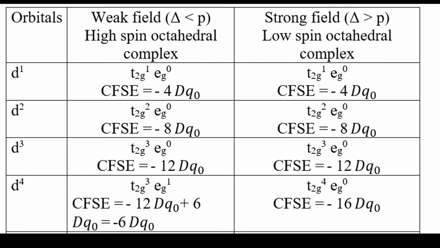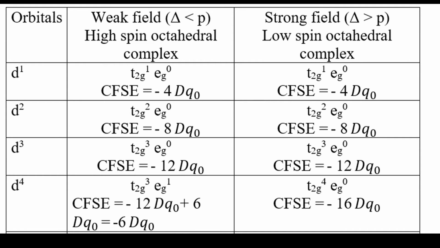If we consider d1, d2, d3, the electron configuration for d1 will be t2g1 eg0 for weak field, and CFSE will be minus 4 Dq, and the same for strong field. For d2, it is t2g2 eg0, and CFSE is 4 into 2, that is minus 8 Dq, and the same for strong field. For d3, the configuration is t2g3 eg0, and CFSE is 4 into 3, that is minus 12 Dq, and the same for strong field.